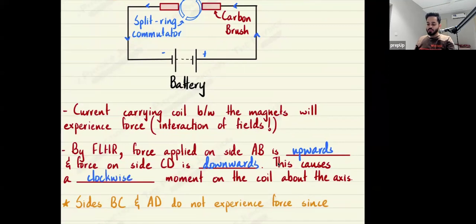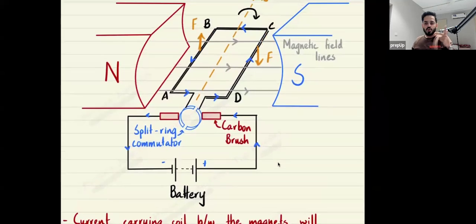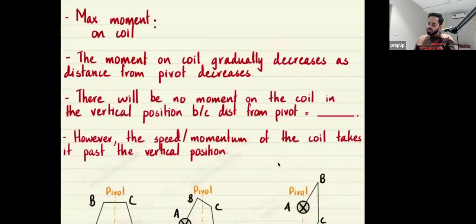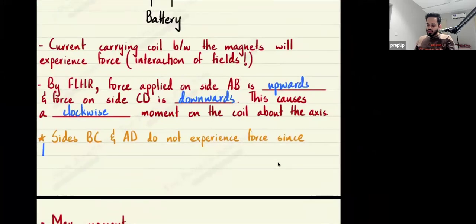Why am I not talking about sides BC and AD? Because the requirement is that for Fleming's left-hand rule to hold, the current and the field must be perpendicular to one another. So then we get the force which is perpendicular to both of them. But with sides BC and AD, these are carrying current parallel to the magnetic field. So parallel means that the field is also like this and the current is also like this. So if they're in the same direction, they don't really experience a force. So this is what I would say here, since they carry current parallel to the field. The other ones carry current perpendicular to the field, so they do experience a force.